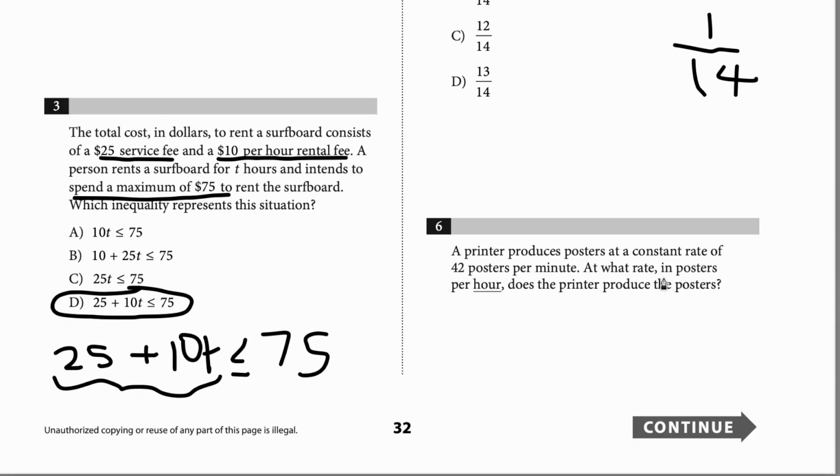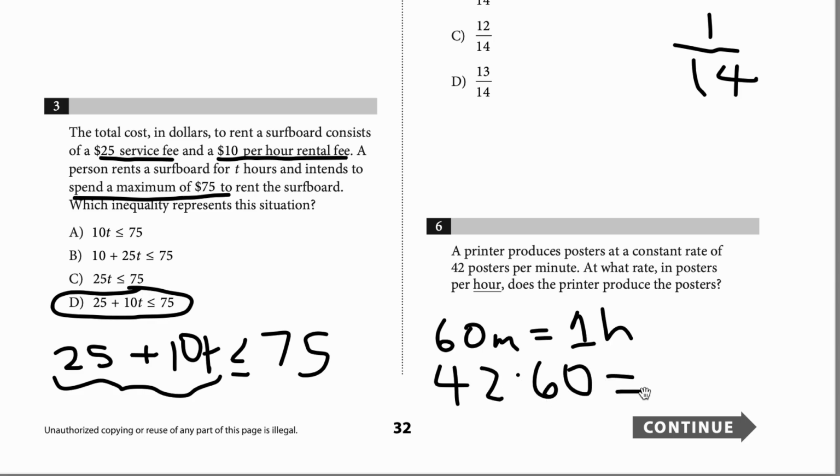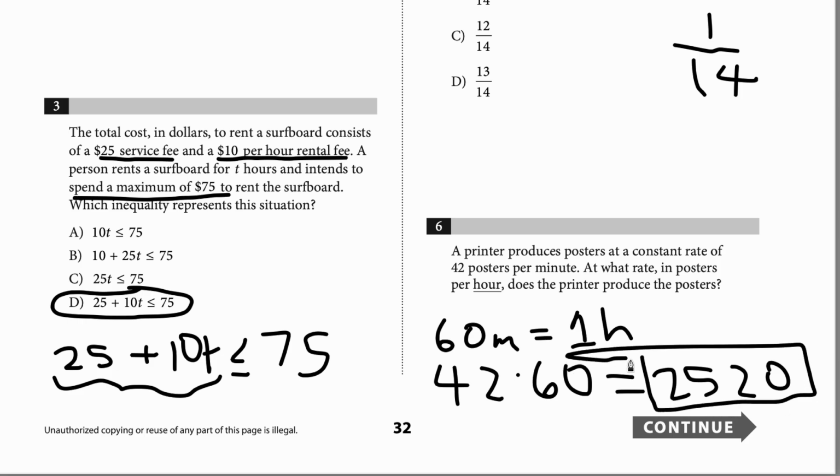So a printer produces posters at a constant rate of 42 posters per minute. At what rate in posters per hour does the printer produce the posters? So there's 60 minutes in 1 hour. So for this, we would just do 60 times 42, which would equal 2,520, because for each minute there's 42 posters.